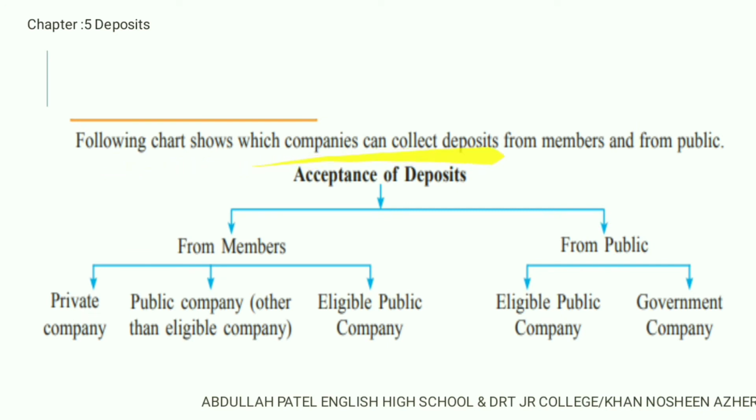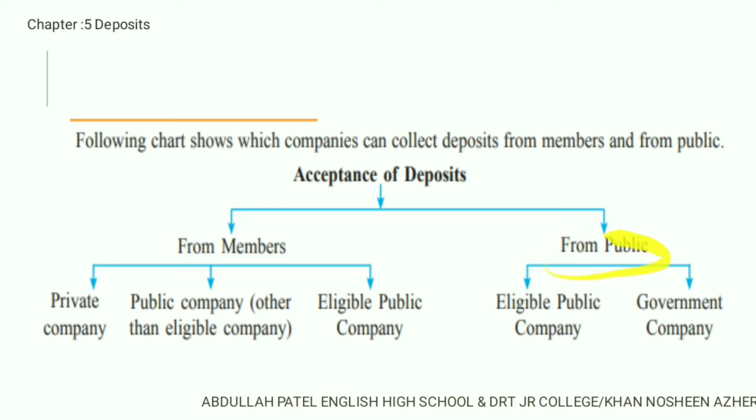This is a flow chart. As you can see, we have already discussed it in our previous video. This chart is also relevant to today's topic, so we are discussing it again so you can understand it and revise it. Acceptance of deposits can be collected from the members as well as from the public. A private company, a public company without eligibility, and an eligible public company, all companies can collect funding as deposits from the members.